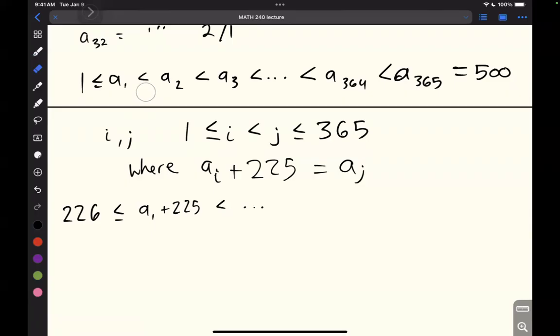Question, why are these inequalities less than and not less than or equal to? It's staying has to increase by at least 1. Right, so he drinks at least 1 cup of coffee a day.